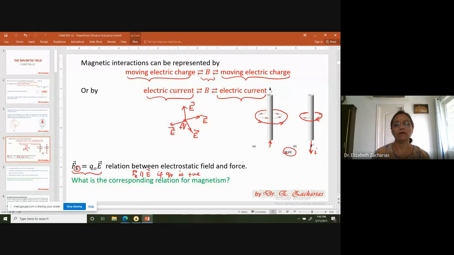Okay, but do you expect to see something similar in the case of magnetism? Meaning, in the case of magnetism, what would be the relationship between the magnetic field and the corresponding force? The magnetic field and the force, what would be the relationship? Can you write an equation like what you have written above, that green line? Okay, so that's the next thing we are going to see.